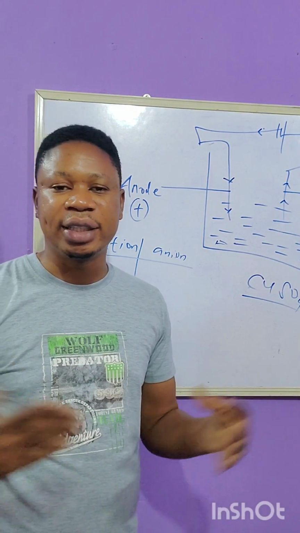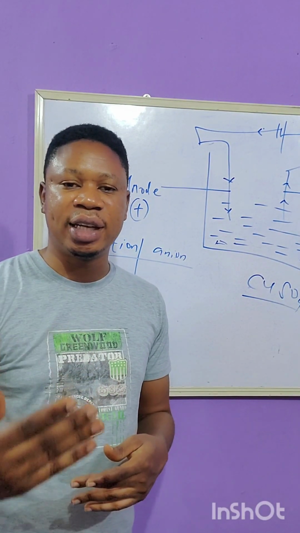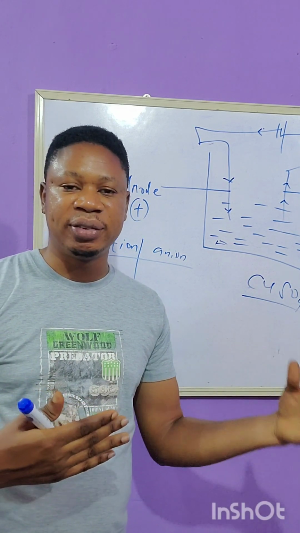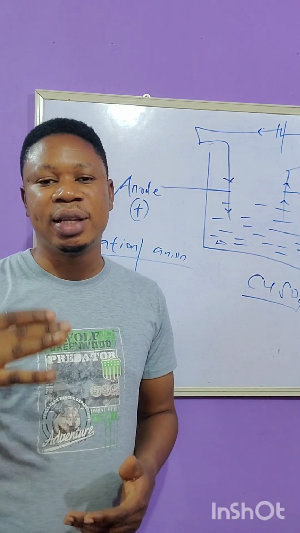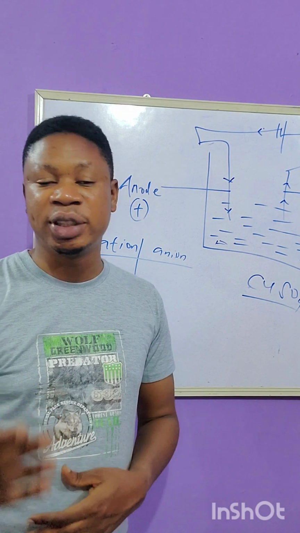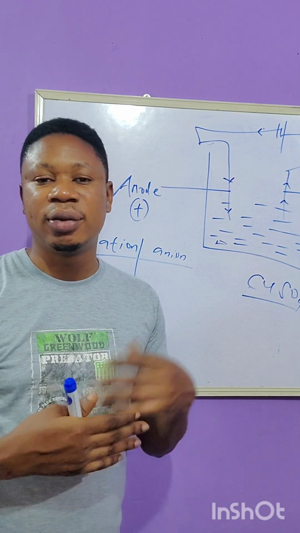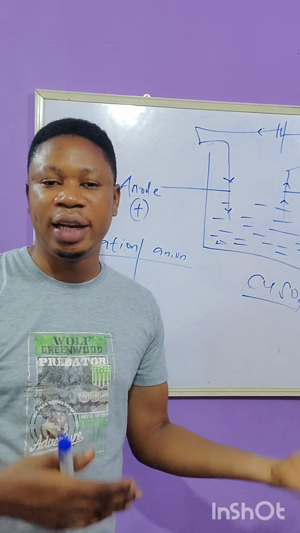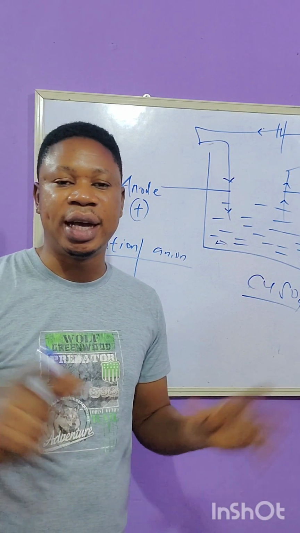Why? Because unlike charges attract, so the negative charge goes to the positive electrode. Why? And the positive ions go to the what? Negative electrode, because unlike charges attract.